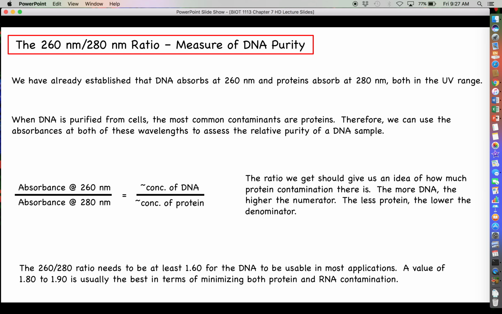So practically speaking, you generally want the 260 to 280 ratio to be at least 1.6. If it's any less than that, then you've got really undesirable levels of protein contamination. If you really want to use purified DNA for specific applications like transformation and transfection, then you usually want a little bit better than 1.6, maybe something in the 1.8 to 1.9 range. In that range, you're both minimizing protein contamination and minimizing RNA contamination. As your book mentions, having a 260 to 280 ratio that is greater than 2 indicates that you've probably got a lot of RNA contamination.